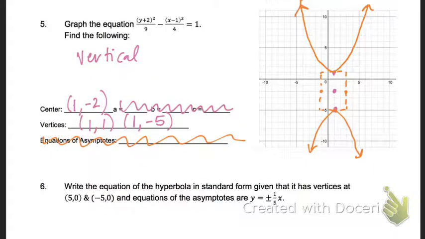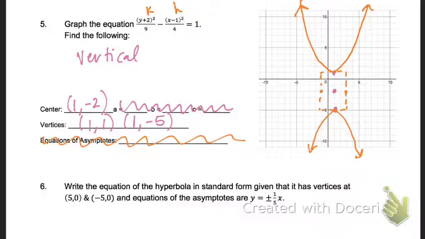Okay, number 5, it's vertical because the y is first. Now finding the center is a little tricky. Some of you might have put negative 2, 1. But remember that h always goes with the x, and then k always goes with the y. So make yourself a note of that right now, not to get that wrong.